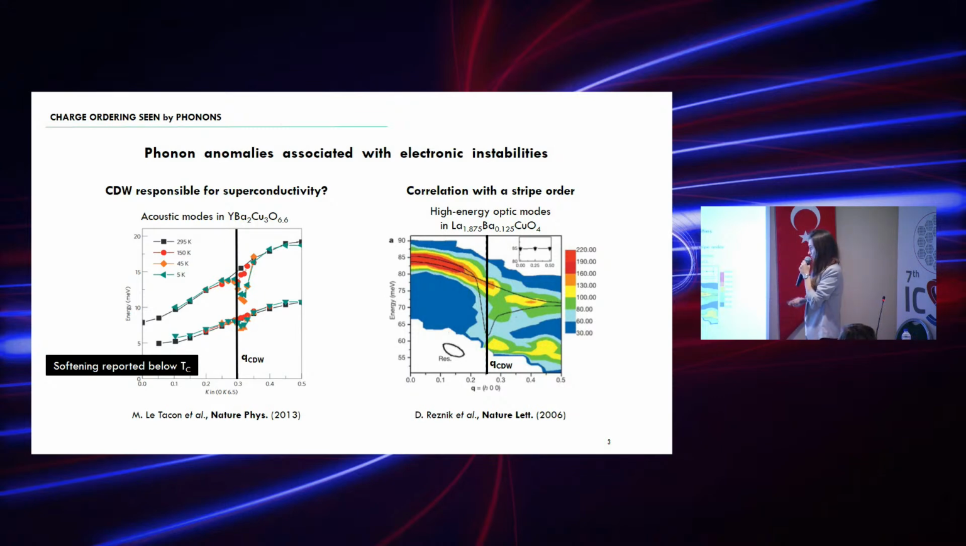However, it was quite interesting, and people tried to explore the influence of charge density wave order on phonons more highly. And that's the point where it was also shown that the charge density wave order can cause softening of high energy optic phonon modes, and that was shown for a striped system, lanthanum barium copper oxide, and here we see this softening around QCDW.